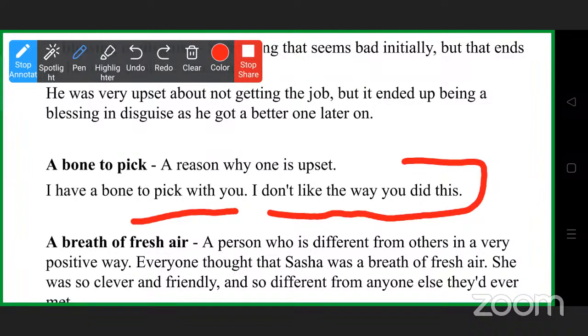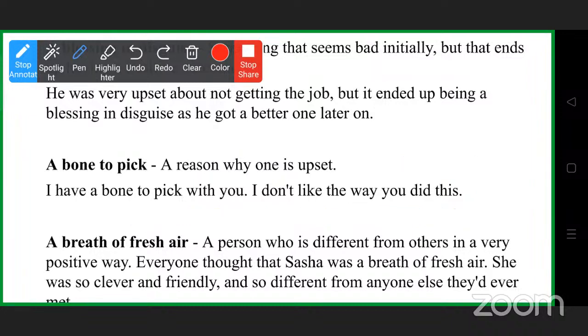That means I need to discuss this thing with you because I'm upset with you on that. I have a bone to pick with you can be used in that sense. I have a bone to pick with you. Like, I don't like the way that you have behaved.